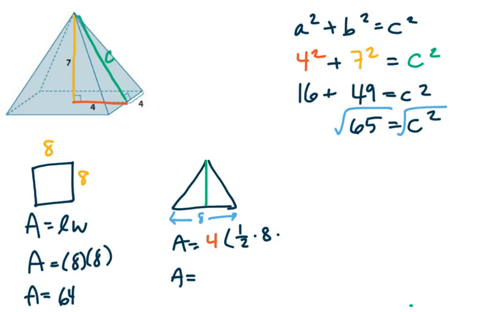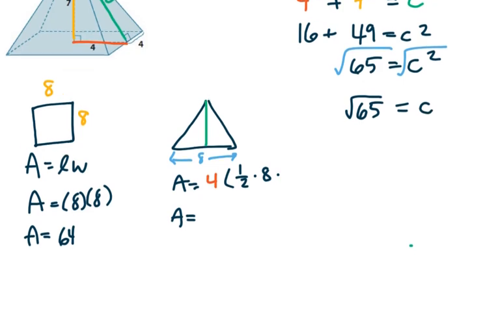So I have 4 squared plus 7 squared equal to C squared. That's 16 plus 49 equal to C squared. And that's 65 equal to C squared. When I take the square root on each side, I'm left with square root of 65 equal to C.